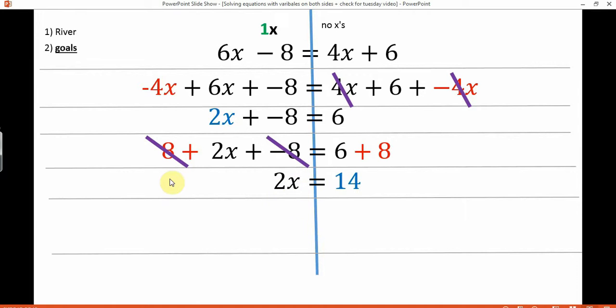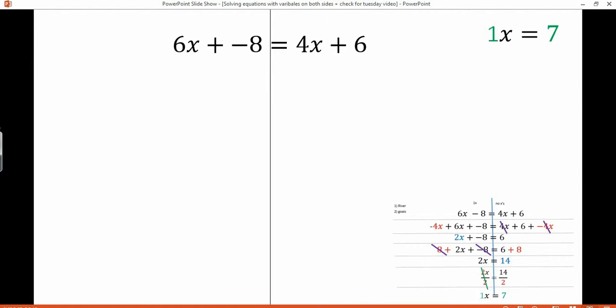We have 2x's, but our goal is to have 1x. Because we have 2x's, we are going to need to divide each side of the equation by 2. 2 divided by 2 will give us that 1, and then we'll have our x left over, so we'll have met our goal of 1x. But whatever we do to one side, we do to the other. Cancel. 1x equals 7. All right, that was the brief review.